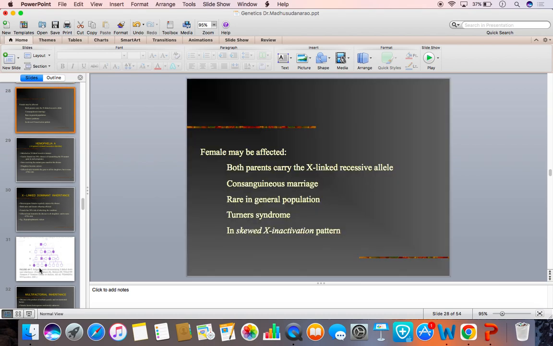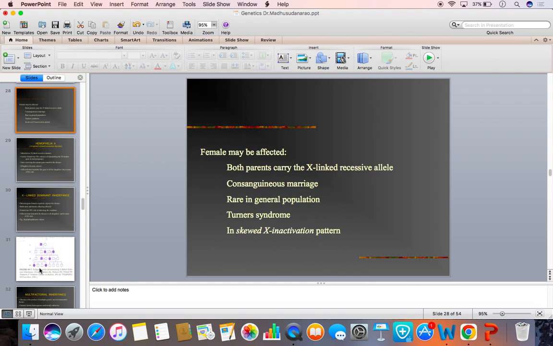There are certain situations where the female may be affected. What are they? Both parents carry the X-linked recessive allele, that is, the abnormal gene. Consanguineous marriage is again a risk factor to have both parents with the X-linked recessive allele. This situation is more common in consanguineous marriages, rare in the general population.